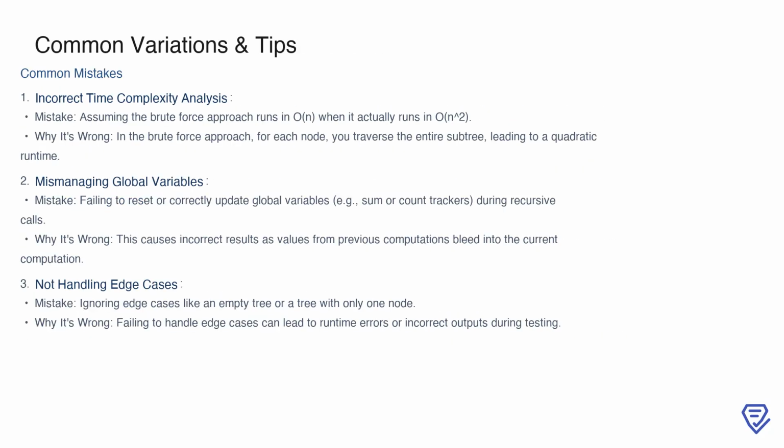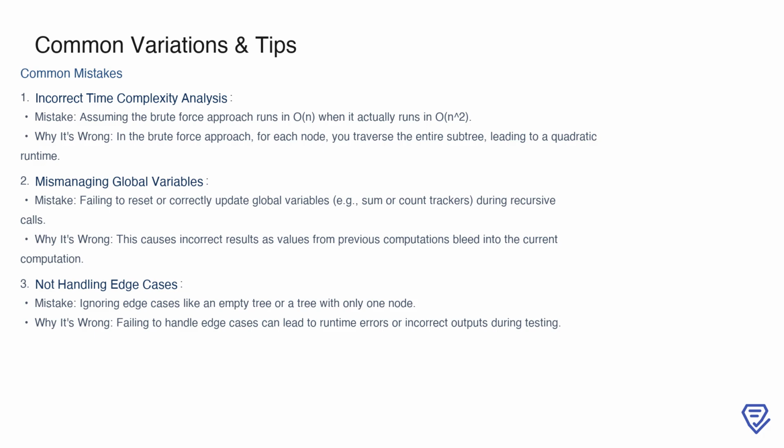When solving the maximum average subtree problem, there are a few common mistakes that can trip you up. First, be mindful of the time complexity analysis. A brute force approach might seem like it runs in O(n), but in reality, it's O(n squared), because for every node, you traverse its entire subtree. This means the runtime grows quadratically as the number of nodes increases.